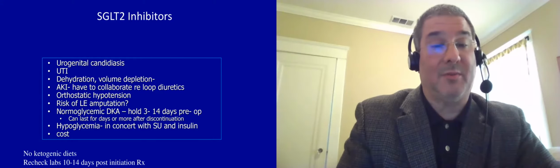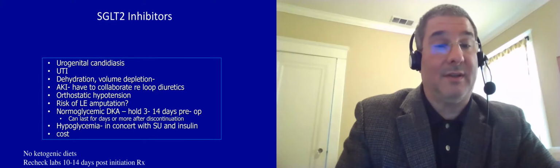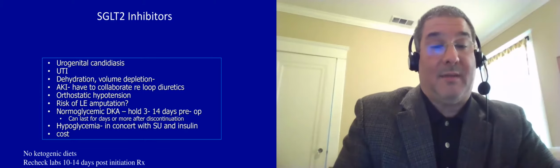Orthostatic hypotension is a problem. There was concern initially about lower extremity amputation. It wasn't clear what the mechanism was. There's some reassurance in trials like CREDENCE that this is not the case, but I warn patients about this, plus they're going to see it on television.